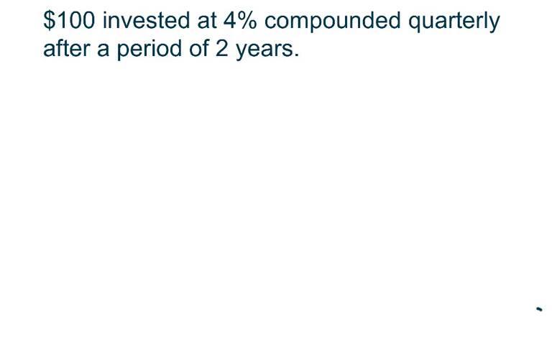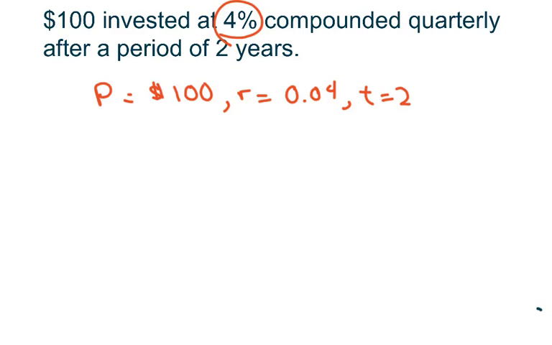Alright, and so basically we're just going to use this formula, and I think we have about 6 problems. So we want to use the compound interest formula for $100 invested at 4% compounded quarterly after a period of 2 years. So basically our P equals 100. Our R, I'm changing my rate to a decimal, 0.04. My time is 2, because this is after a period of 2 years. And my N equals 4, because it says compounded quarterly. And you merely just plug it in the formula.